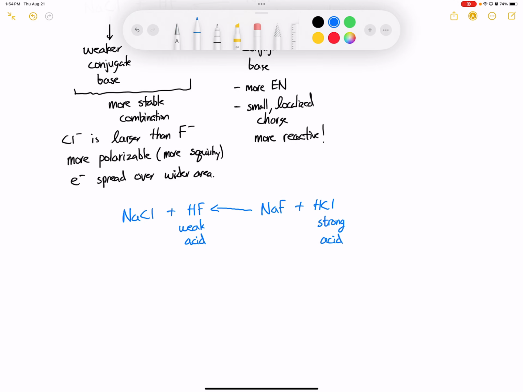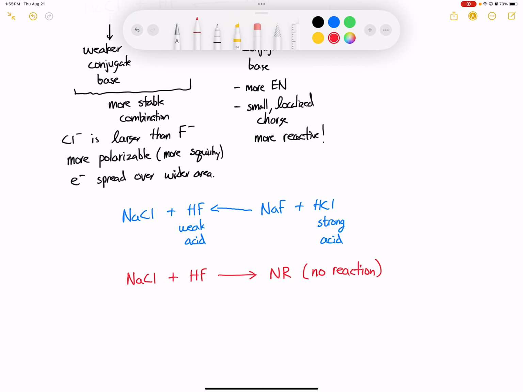So what this tells us is that the reaction in the forward direction does not occur. So sodium chloride plus HF, we write this as NR, okay? So this stands for no reaction. Nothing happens. Okay? So you put these two in there, nothing will happen. But if you put sodium fluoride and HCl together, you'll get sodium chloride and hydrofluoric acid.